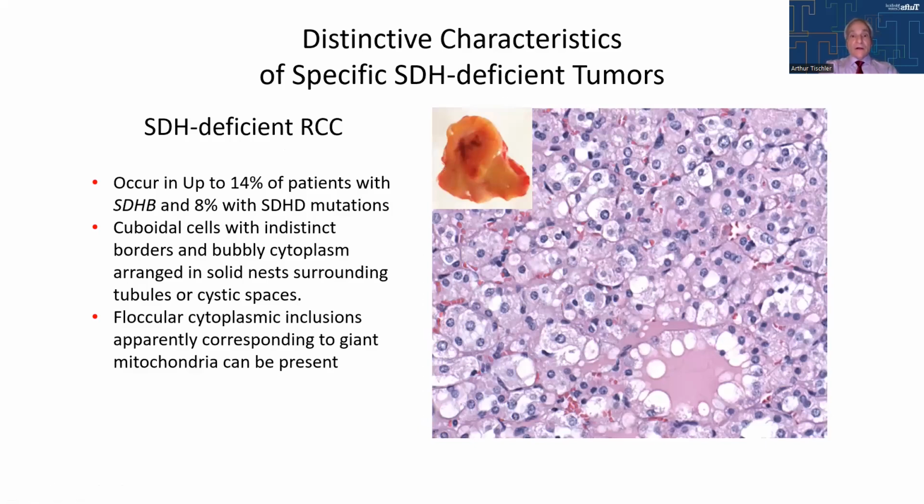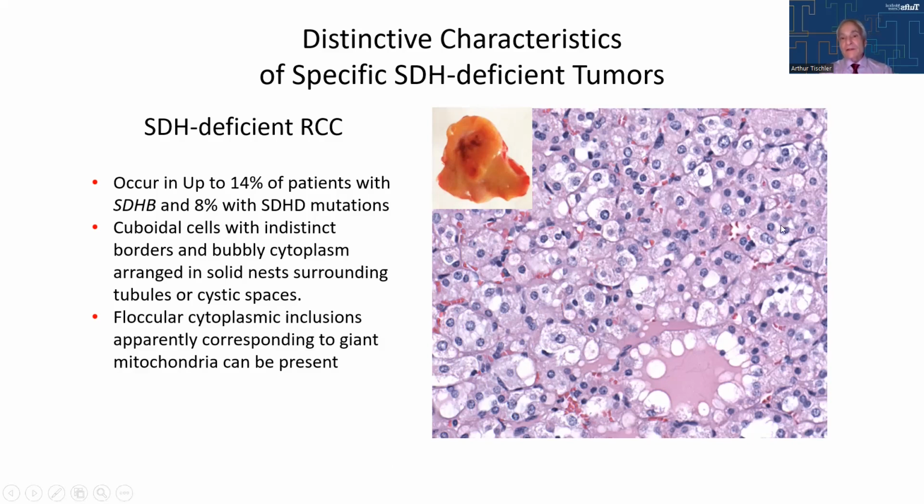SDH deficient renal cell carcinoma also has distinctive characteristics. These may occur in up to 14% of patients with SDHB and up to 8% with SDHD mutations. And these are composed of cuboidal cells with indistinct borders and bubbly cytoplasm, as you see here. Their cells are arranged in solid nests, often surrounding tubules or cystic spaces, and they are classically characterized by flocculent cytoplasmic inclusions that may correspond to giant mitochondria.